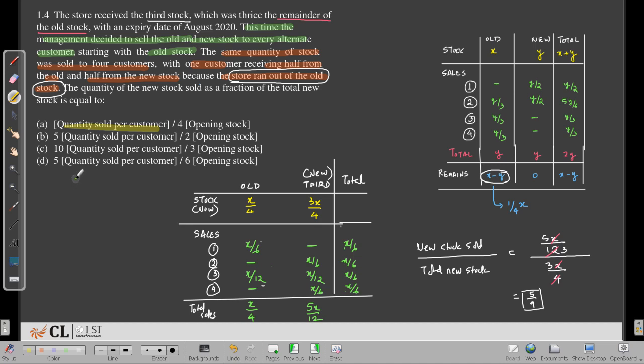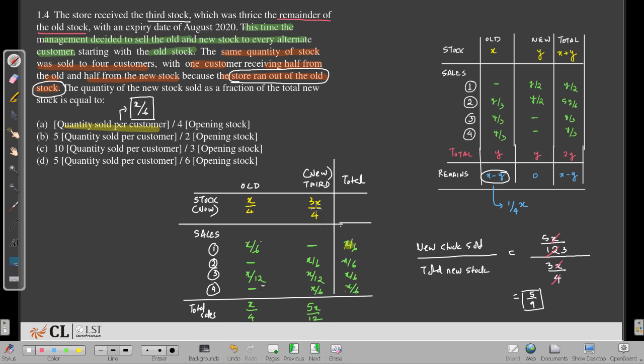What is the quantity sold? Are we talking about this quantity? Are we talking about the total quantity? Okay, so if you treat this total quantity sold per customer, we are looking at this value, which would be equal to x by 6.